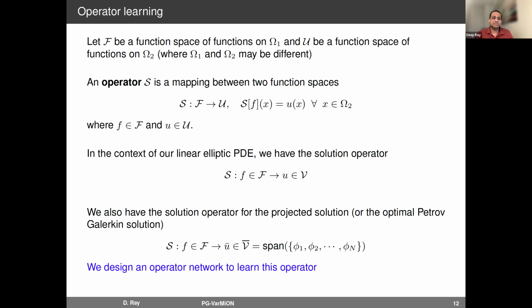But then you can also talk about the solution operator for our projected solution, or the optimal Petrov-Galerkin solution, which says, well, given a forcing function f, I want to find the corresponding finite dimensional function u bar, which is our optimal Petrov-Galerkin solution, right? And this is going to lie in the finite dimensional space spanned by my trial functions. So we want to design an operator network that tries to learn this particular operator, mapping f and possibly g to the corresponding finite dimensional solution u bar. Okay, is this clear?